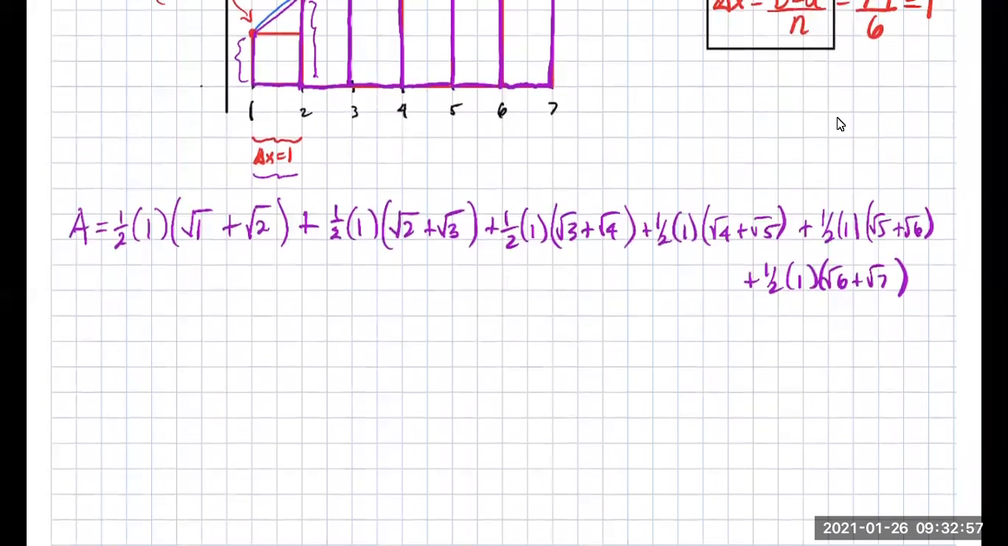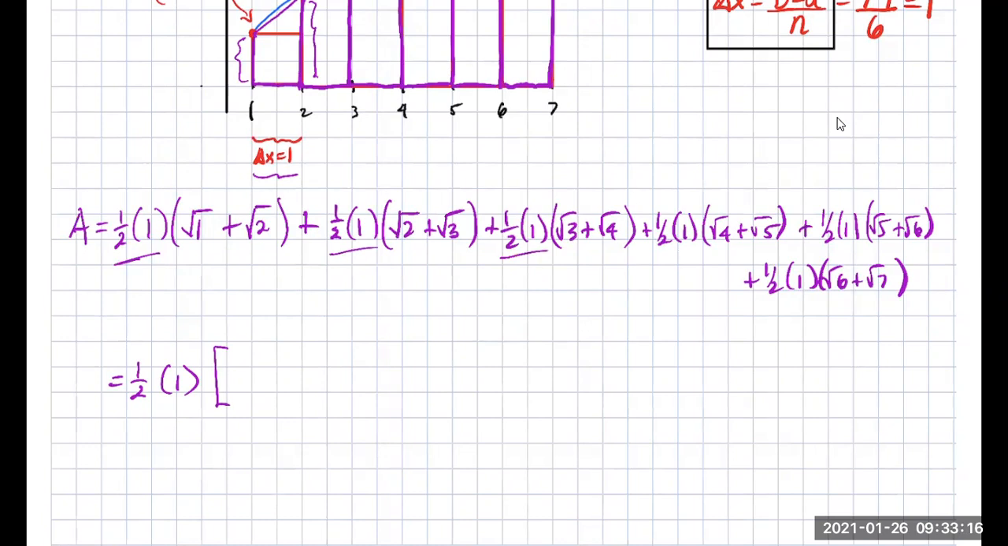Okay, and then I'll simplify all that. I'm going to remove the common factors, the 1/2 and the 1. Okay, and then I'm going to add up all of the roots, right? We're taking out all the common factors here. So now I'm going to add up, collect like terms.